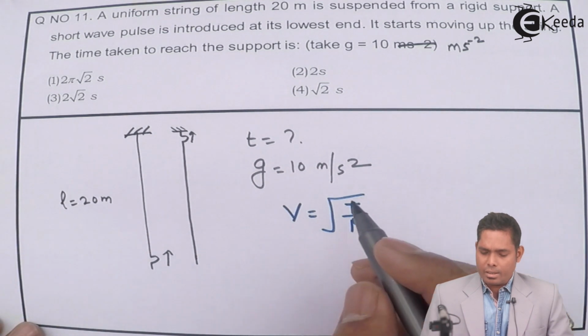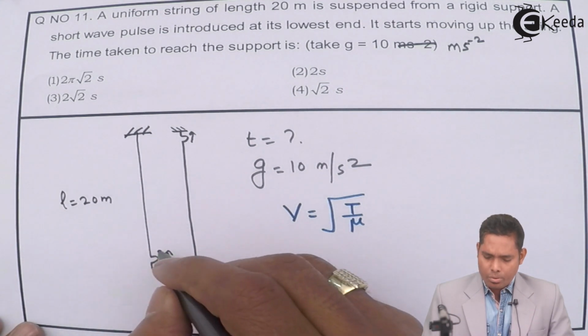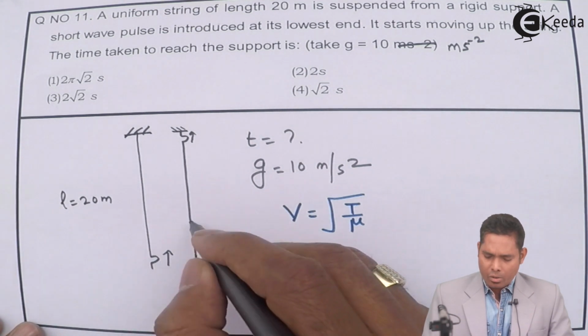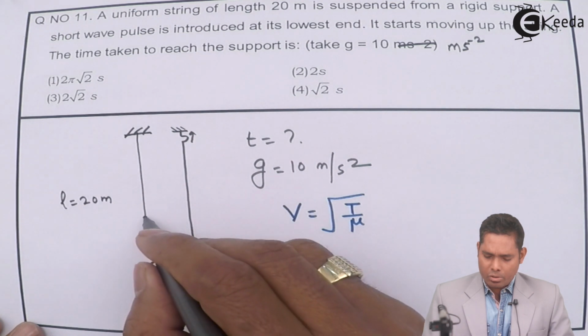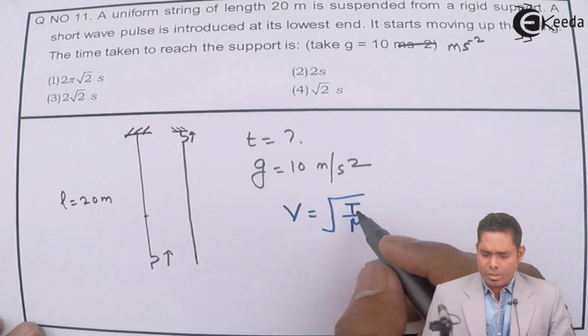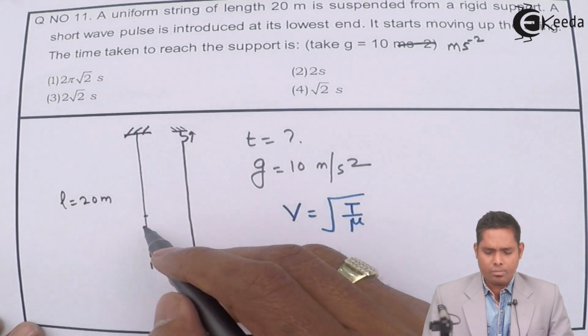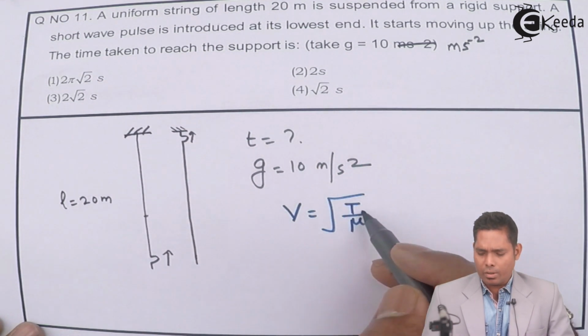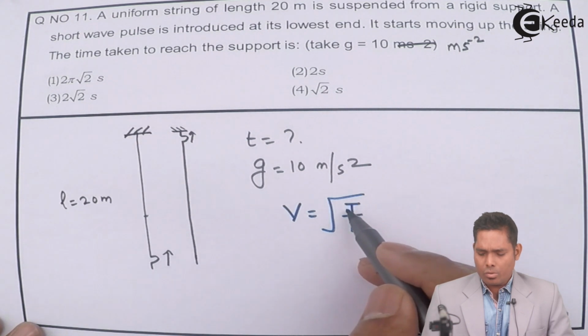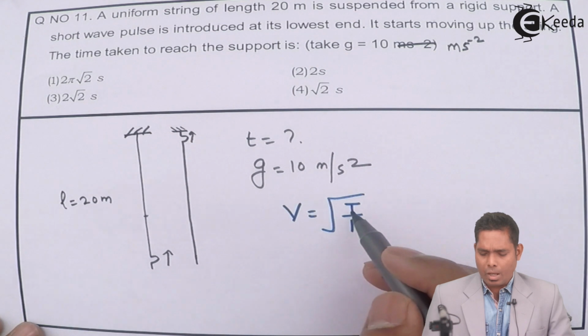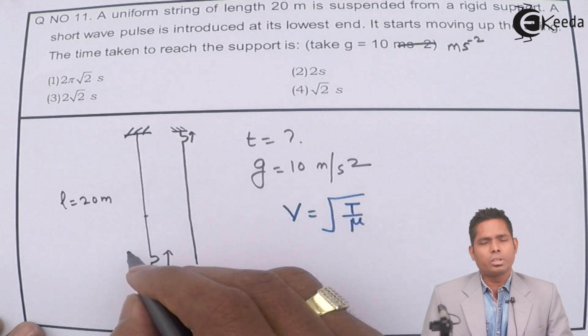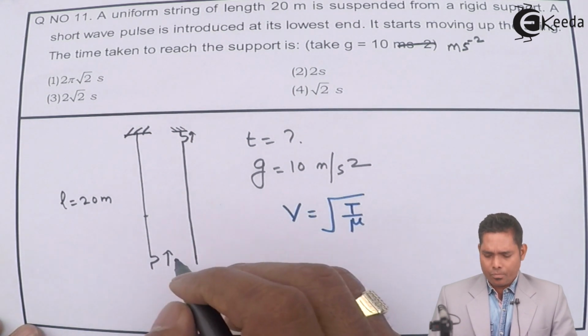Now the thing is that if I move up, when the pulse reaches somewhere here, the tension will be different at different positions. So this is variable. If this is variable, then I have to use integration to solve this question.